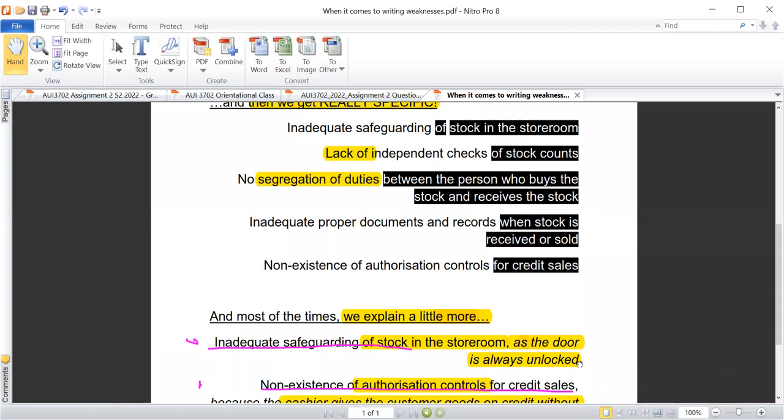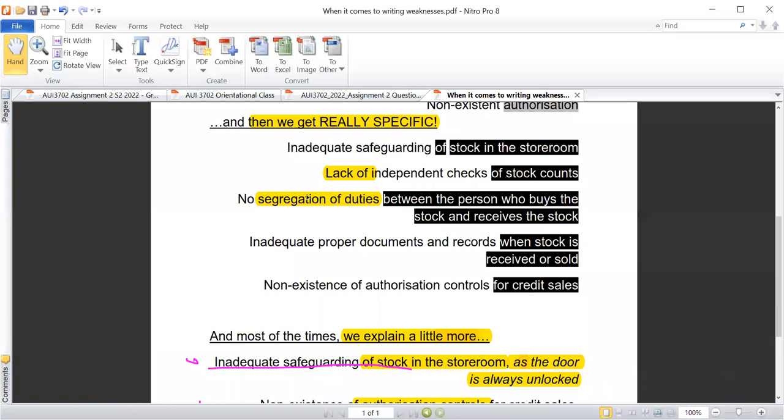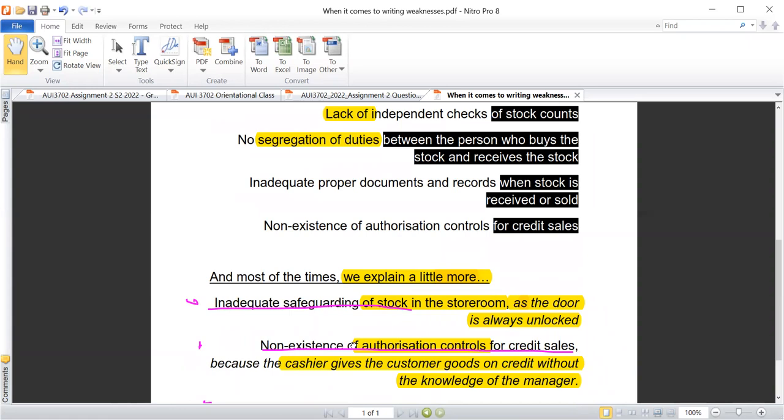If I go to the next one, maybe let me use the authorization: non-existence of authorization controls for credit sales. Why am I saying that there are no authorization controls for credit sales? Because the cashier gives the customer goods on credit without the knowledge of the manager. Without the knowledge of the manager.